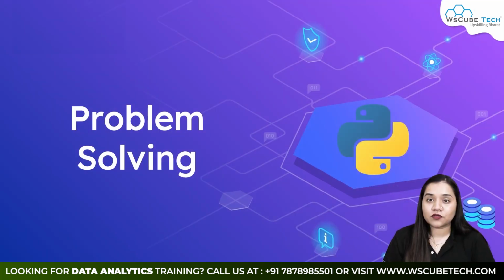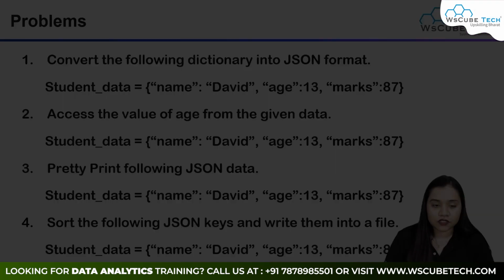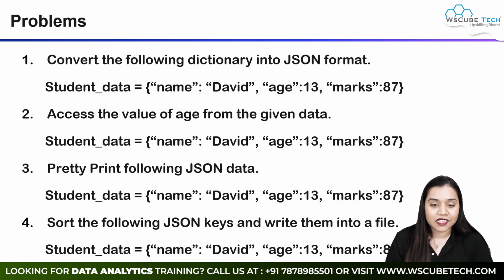We'll be solving a few questions with the help of JSON. The first question says: convert the following dictionary into JSON format. This dictionary is given. The second: access the value of age from the given data. So we have a key age over here, and we have to access its value.